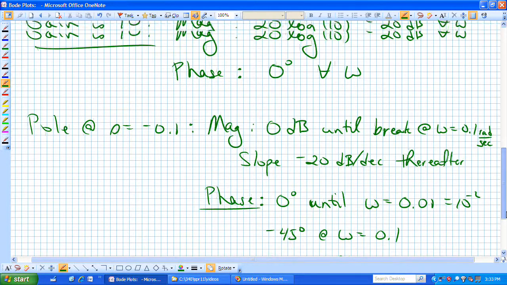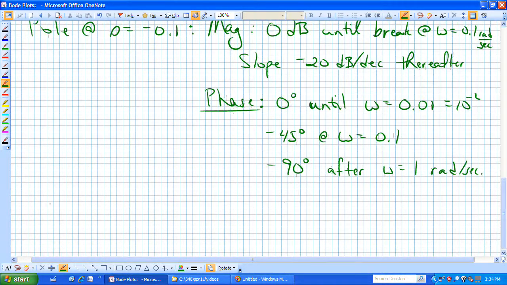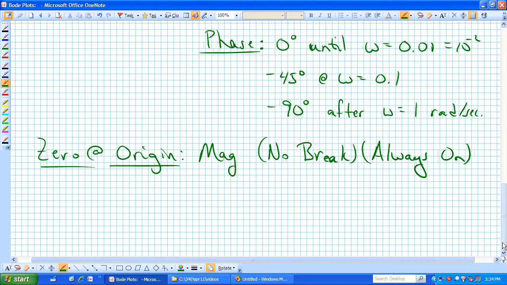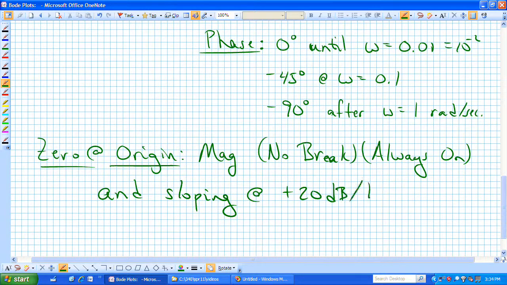Then we have to worry about, in this particular transfer function, we had a 0 at the origin. As I said before, with respect to the magnitudes of these singularities at the origin, there is no break. Or we could say it's always on, it's always acting, it's always sloping. Since it's a 0, which is upstairs, it's going to be sloping with a positive 20 dB per decade. And what we will do is this magnitude curve passes through. This is how we can locate that sloping line.